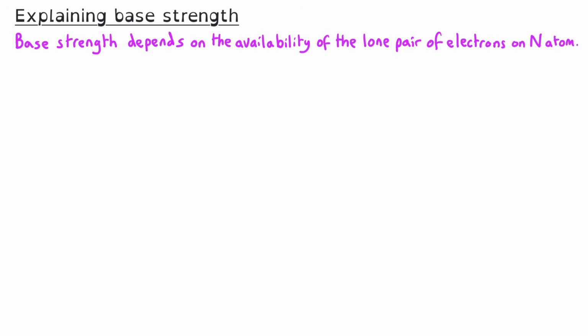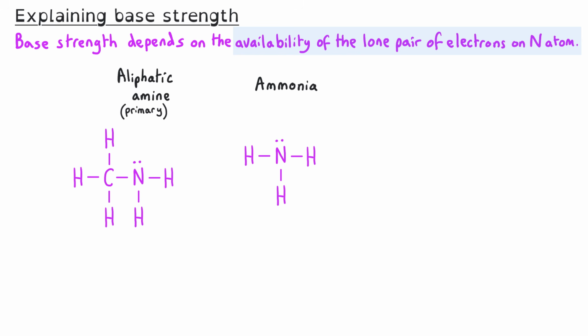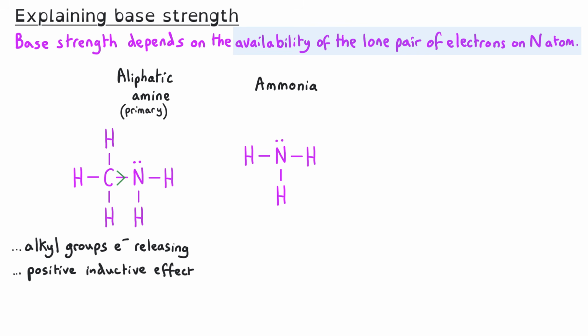The base strength of an amine is always compared with ammonia, and so ammonia is in the middle in terms of base strength. When an amine acts as a base, its strength depends on its ability to use the lone pair of electrons on the nitrogen atom to accept hydrogen ions. In aliphatic amines, such as methylamine that I'm showing here, the alkyl group is electron releasing, and this means that it is effectively letting the nitrogen atom take a larger share of the electron pair in the covalent bond. And we call this the positive inductive effect.